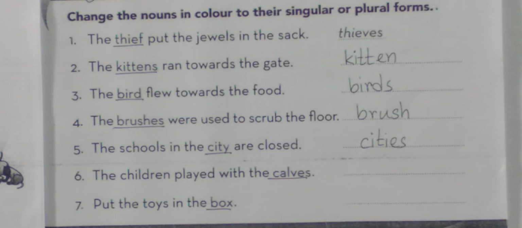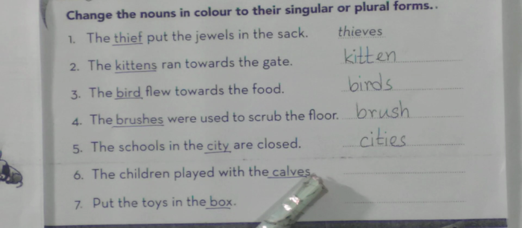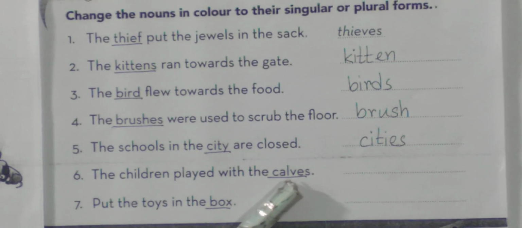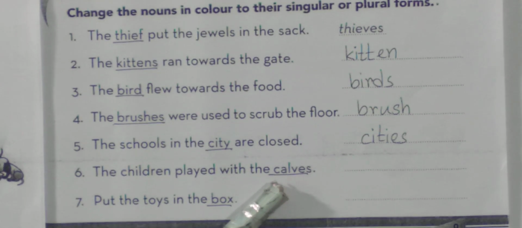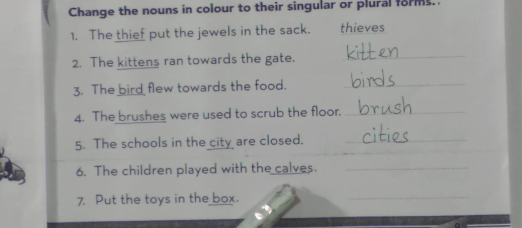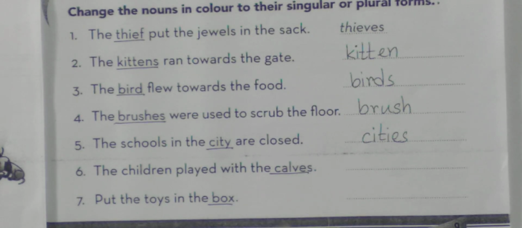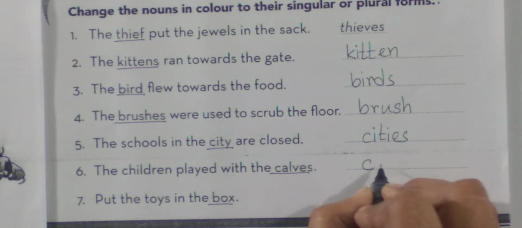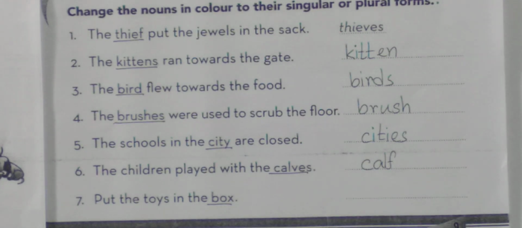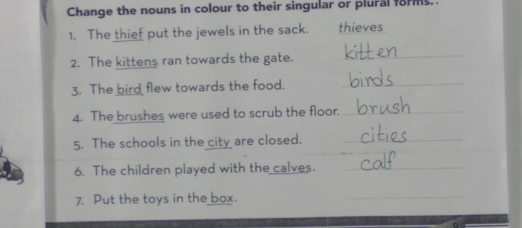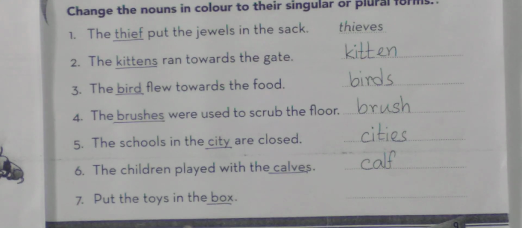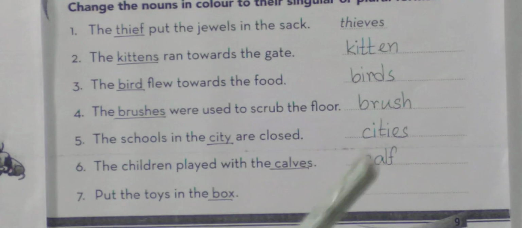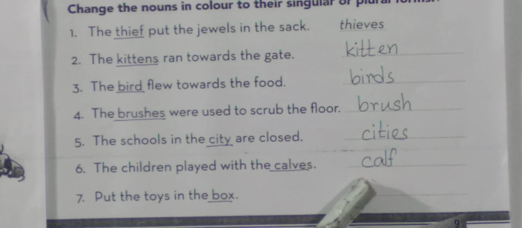C-I-T-I-E-S, cities. Now number 7, the children played with the cups. Now look, C-A-L-V-E-S. Now look, it ends with V-E-S. That means it is in the plural form and we will make it singular. And what will be the singular form? That means C-A-L-F, right? Calf, just like the first one. That means it is in the singular form and you make it plural, like thief, thieves, and now plural form is given here and you will make it singular, so it will be calf. That means the young cow.